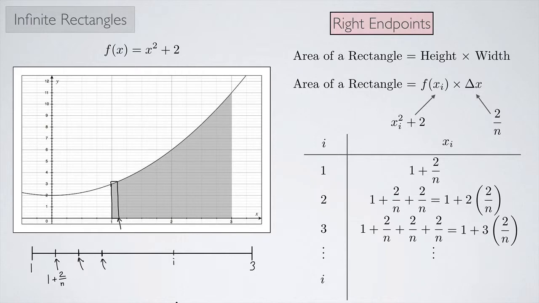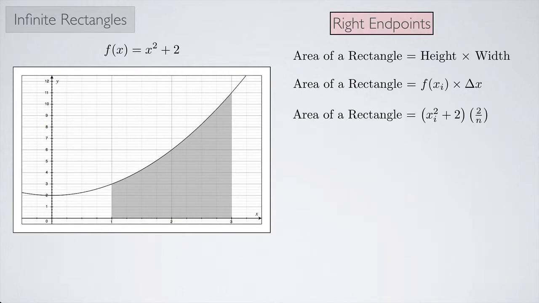And so you can see the pattern here if you look at the chart. We have 1 plus 2 over n, 1 plus 2 times 2 over n, 1 plus 3 times 2 over n. Notice the 3 here, and the 3 here, the 2 here, and the 2 here. So if I have an i here, I'm going to have an i right here. So this is 1 plus i times 2 over n. And I can rewrite that as 1 plus 2i over n.